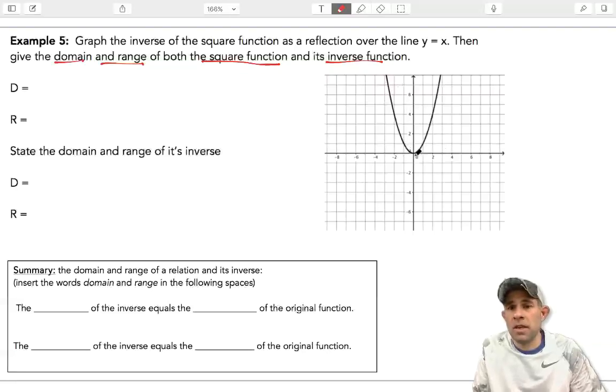All right, so if we switch out some of these coordinates and reflect over the line y equals x, 0, 0 will still be on the graph. 1 over and 1 up will be on the graph. 1 over and negative 1 down will be on the graph. 4 over and 2 up will be on, 4 over and 2 down will be on it. And same thing with 9 over and 3 up and 9 over and 3 down. So here we have a few points that are on the graph of this inverse function.